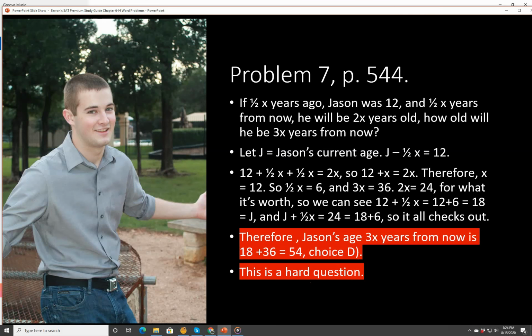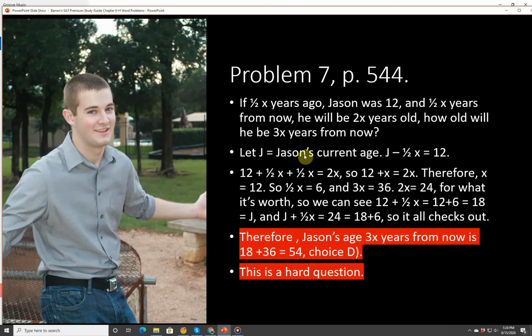Problem 7. I'd like you to meet Jason here. This is Jason for our purposes. If half of X years ago Jason was 12 and half X years from now he will be 2X years old, how old will he be 3X years from now?